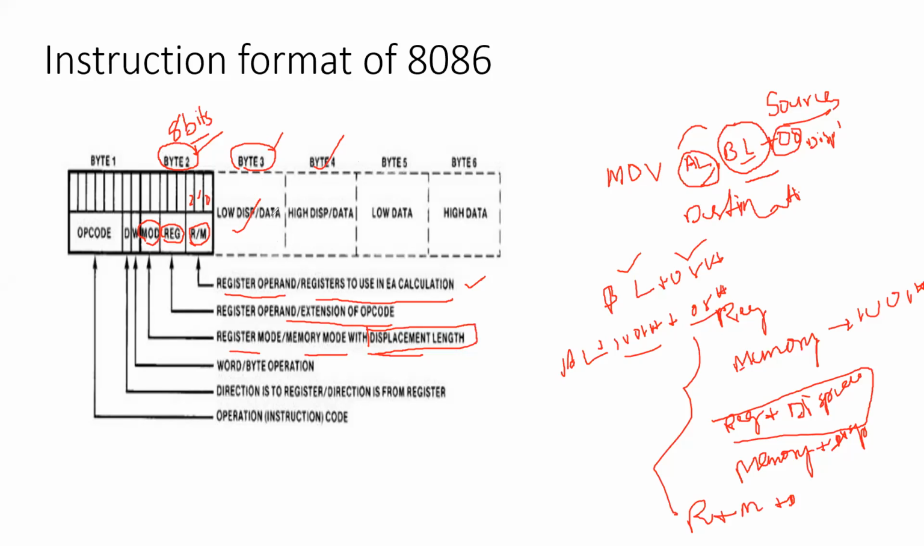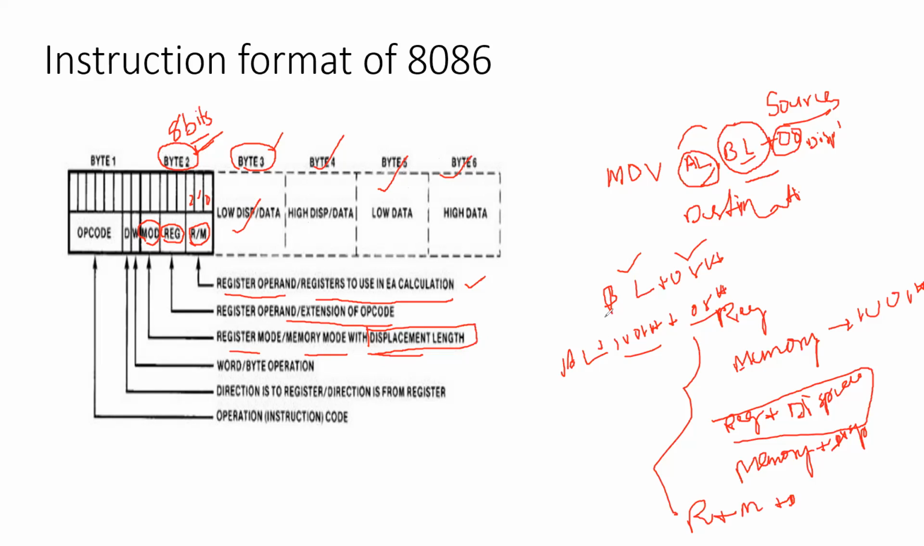After that displacement, if you still have any data, then we will have byte 5. If it is 8-bit data, we will have byte 5. If it is 16-bit data, you will have byte 6 also. So these are all optional things. Starting from byte 3 to byte 6, these are all optional. It depends upon the values of the bits in byte 2.